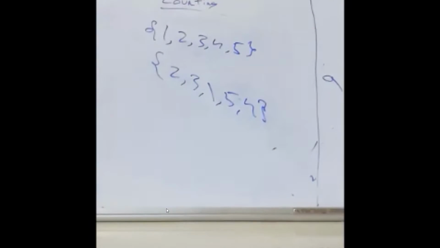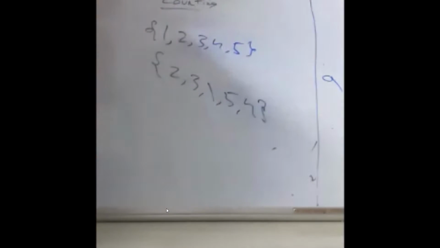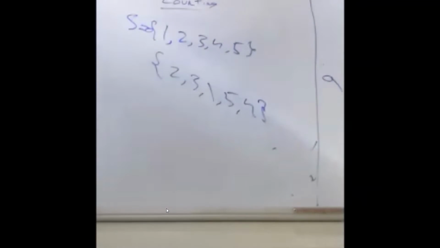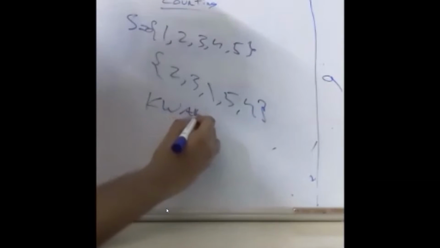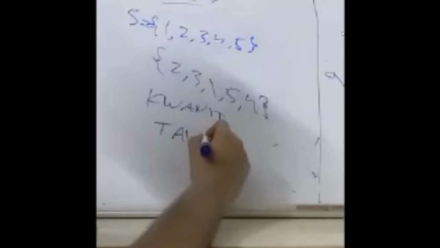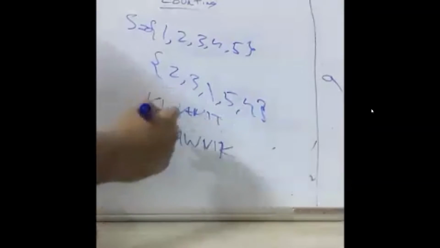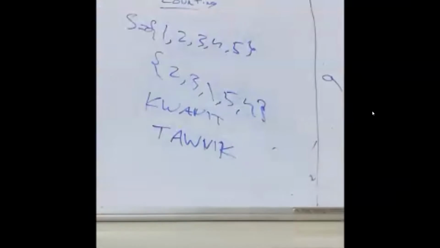My connection went off. Okay, so a permutation is basically a rearrangement, as I said. If we have this set 1, 2, 3, 4, 5, then a valid permutation of this set S would be, say, 2, 3, 1, 5, 4. Or if you took a name, a valid permutation of these letters would be, say, Tony, right? So this is a valid permutation of these letters.